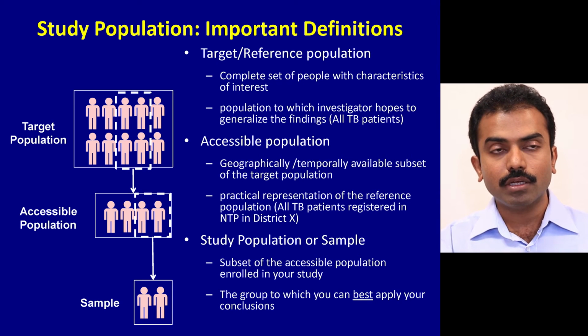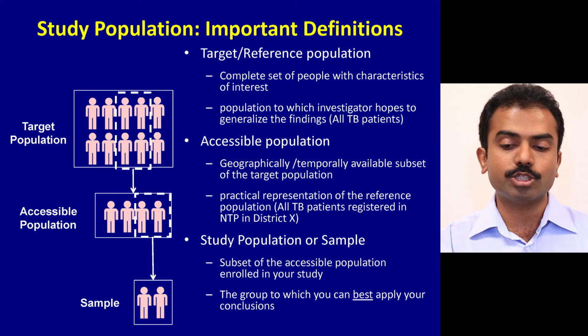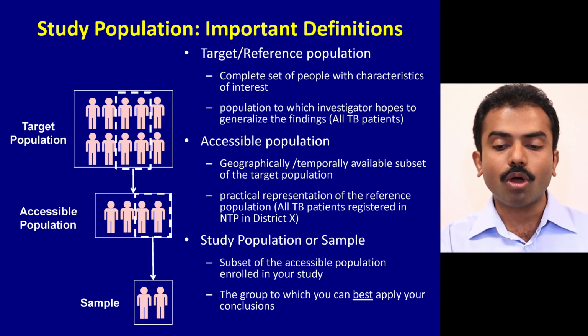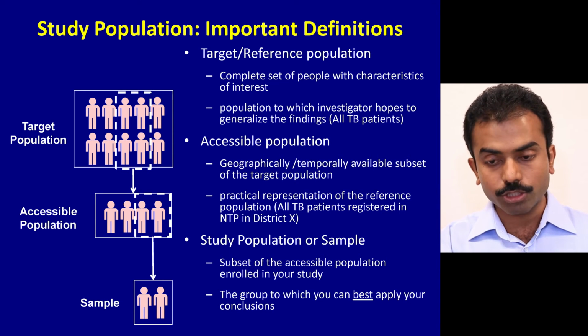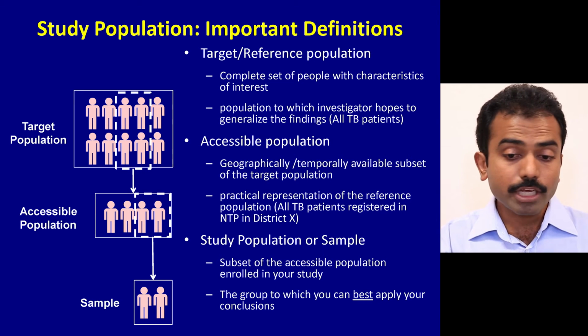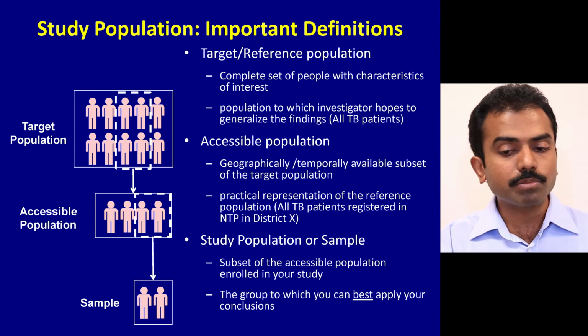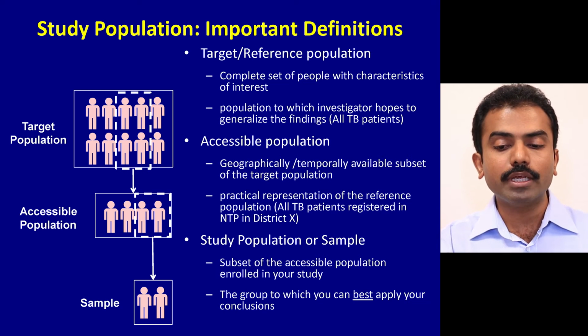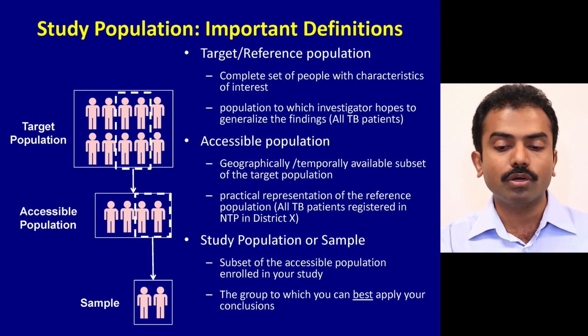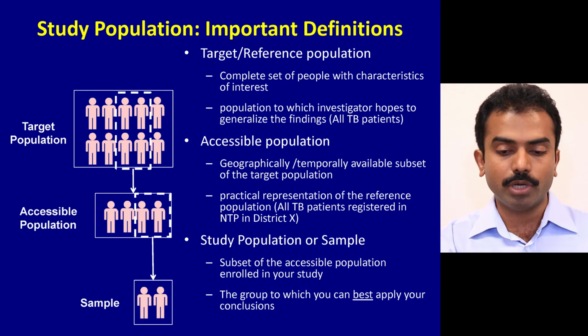For example, if you are doing a study on tuberculosis patients, is HIV associated with death among TB patients? Let's say if that is the research question, then all TB patients anywhere in the world is our reference population. That is where we want to be able to generalize. But we don't have access to all the TB patients in the world. So the accessible population is a geographically or temporally available subset of the reference population. It is sort of a practical representation of the reference population. Maybe we have access to TB patients in India or in a particular province in India. So all TB patients registered under the National TB Program in a district X, that is the accessible population.